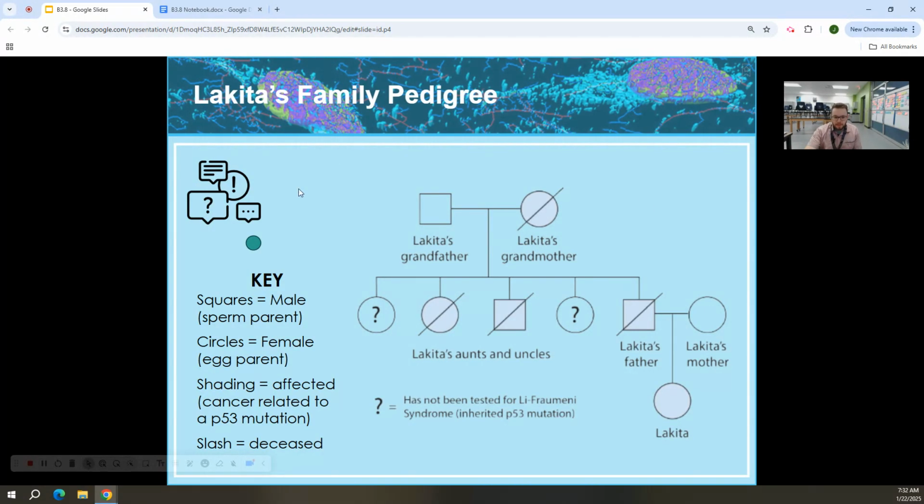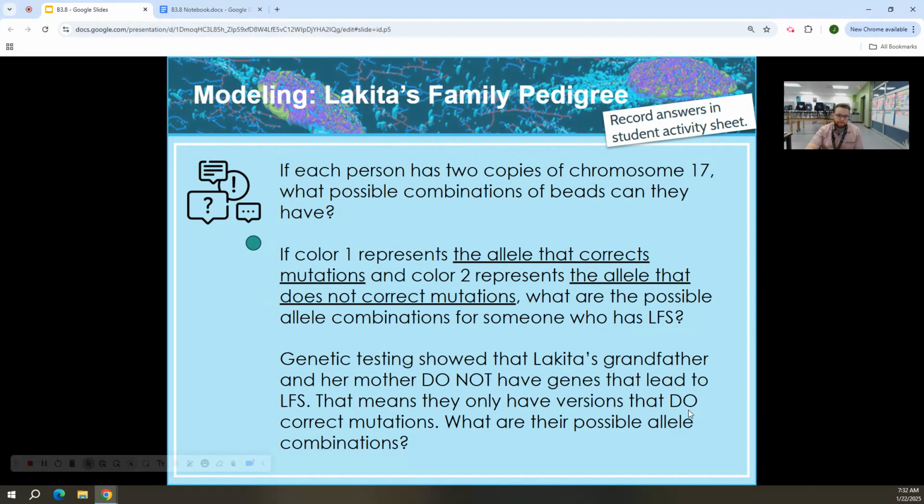And just quickly glancing at it, you can see Lakita's grandfather was unaffected. Her grandmother was affected. Two of her aunts and uncles were affected, and both have died since. Two of her aunts were unsure, and then her father we do know was affected and is deceased, and then her mother is unaffected, and then she is affected and still living. Okay, so just a quick overview of her family pedigree there.